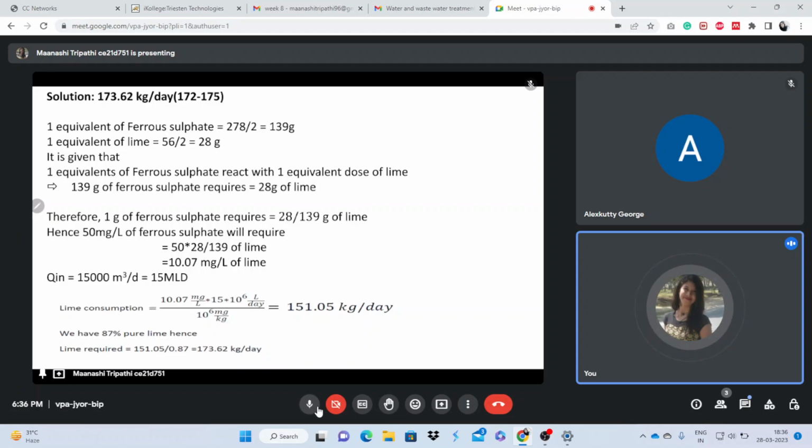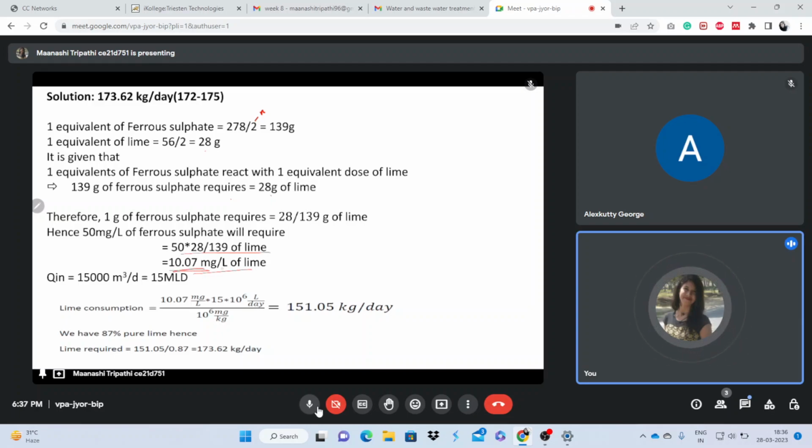So both the equivalent weight should be same. So one equivalent weight of ferrous sulfate is 278 by 2. This is the n value, means when it reacts, this number of electrons it exchanges, and same goes for lime. So 28. One equivalent of ferrous sulfate reacts with one equivalent dose of lime. So means 139 gram of ferrous sulfate requires 28 gram of lime. 1 gram of ferrous sulfate requires 28 divided by 139 gram of lime. So how much will 50 milligram require? So this is the solution.